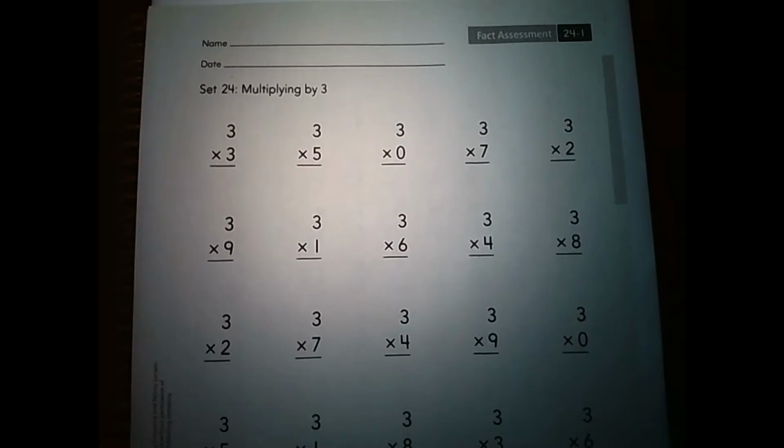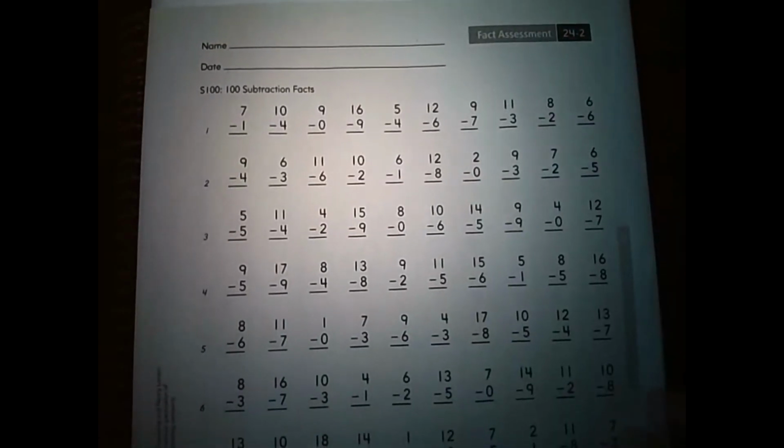Good morning, ladies and gentlemen. Mr. Flanders here, back at it with you guys for our second math lesson for the week. And we are looking at Fact Assessment 24-1 and Fact Assessment 24-2.